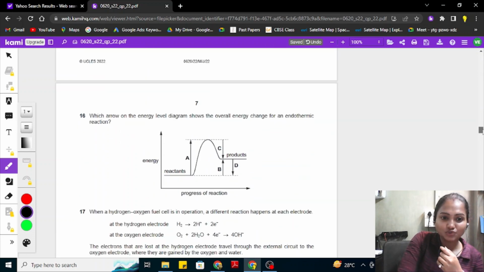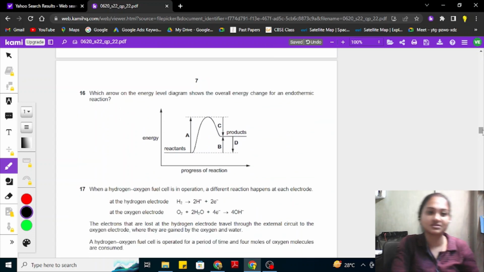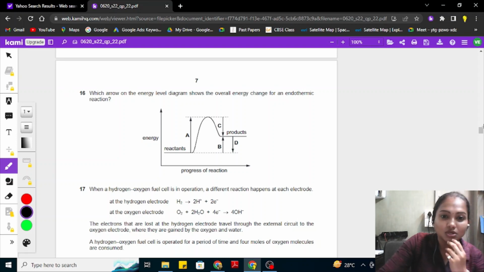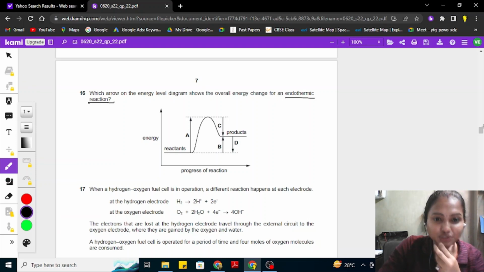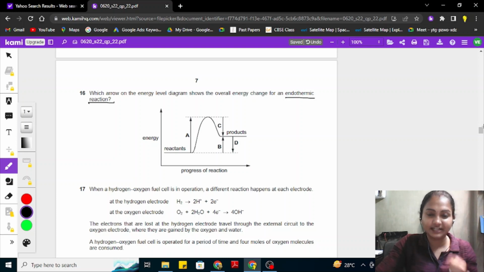Moving to the next question, that is the 16th question. Here we have an energy level diagram based question for endothermic reactions. This is one of the highly asked questions. So, which row on the energy level diagram shows the overall energy change for an endothermic reaction? So, in an endothermic reaction the heat is absorbed, it is taken in, heat is not released. The heat energy is being taken in from the environment.